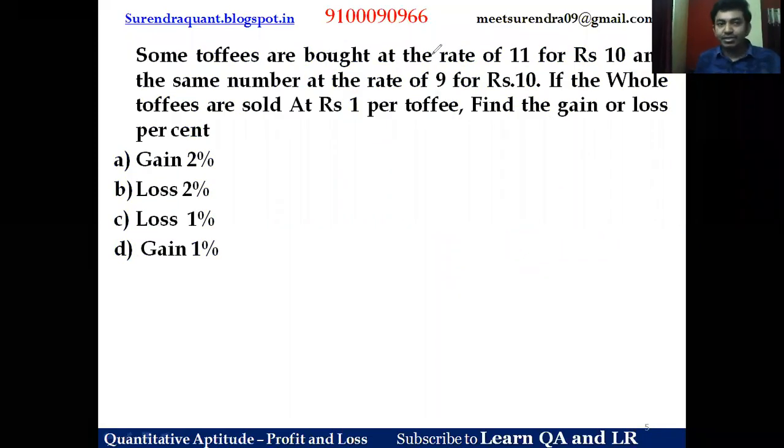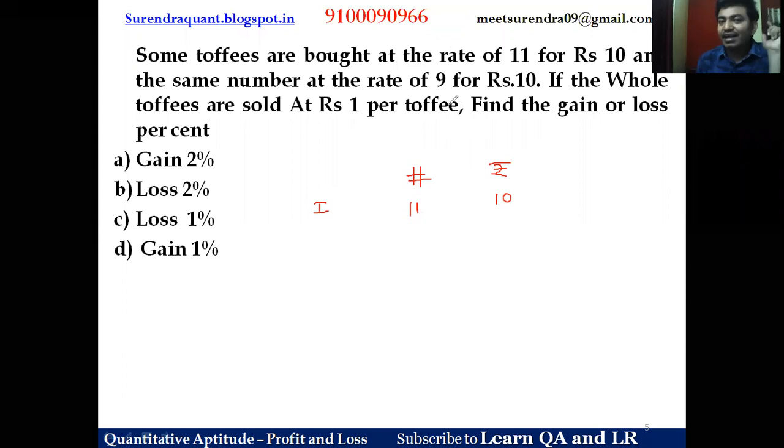This is a fantastic question. Some toffees are bought at the rate of 11 for 10 rupees. So the number of toffees he is purchasing and the amount paid for it. This is the first variety, and 11 toffees cost 10 rupees. We don't know how much quantity he is purchasing. These references, 11 for 10 and 9 for 10, are given to find out the cost price of each toffee.